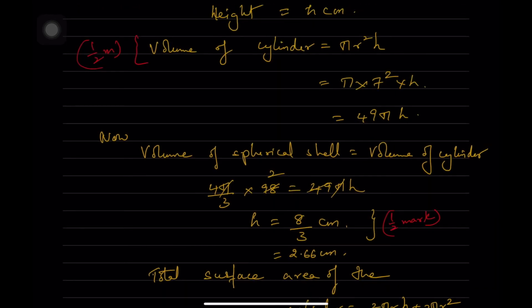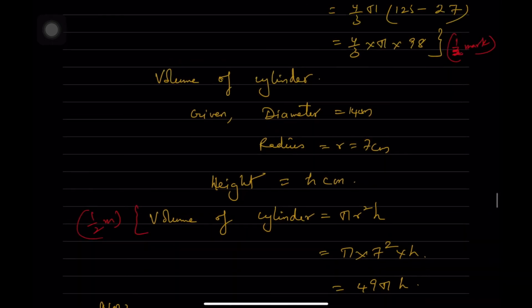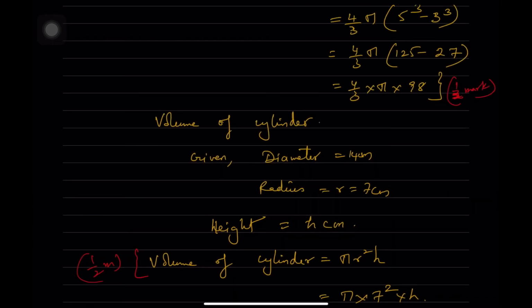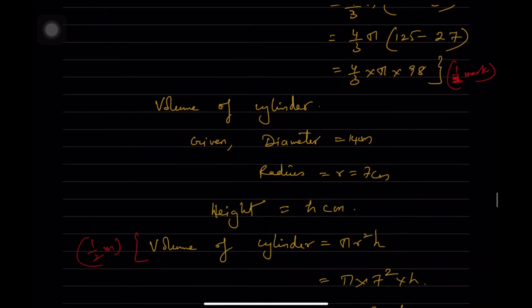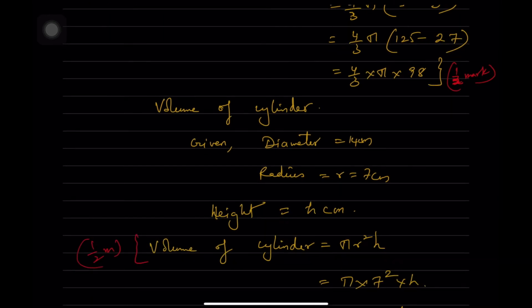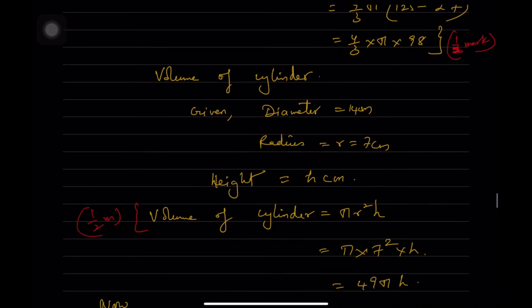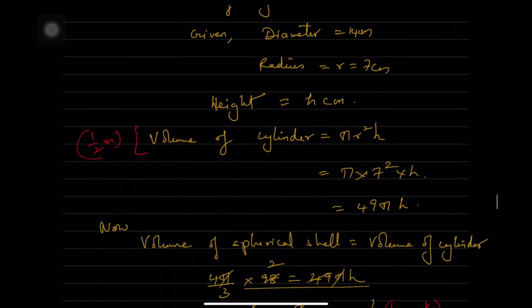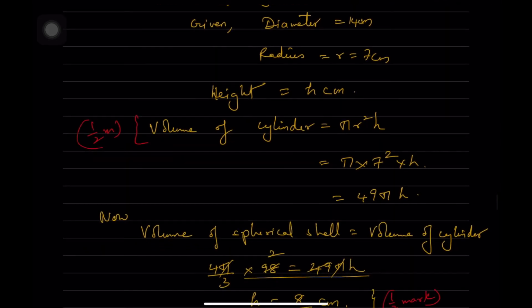So then volume of the cylinder is, for what are the different values given for the cylinder, we'll see. Volume of cylinder given, diameter is 14 centimeters, radius r is equal to 7 centimeters, height is h centimeters. We have to find out the height of that. Volume of cylinder is pi r square h is the formula. So putting in that, you are getting pi into 7 square into h, which is 49 pi h.